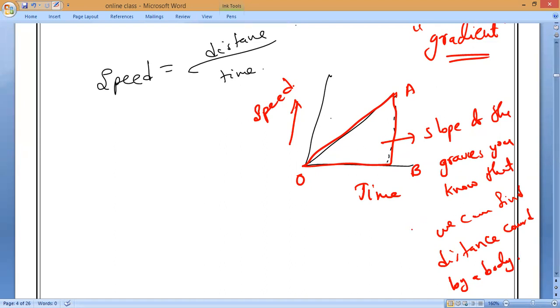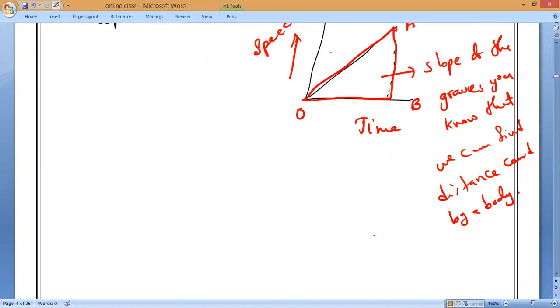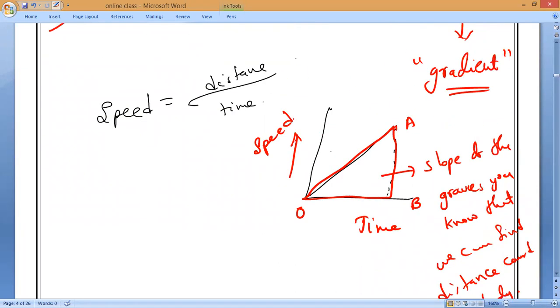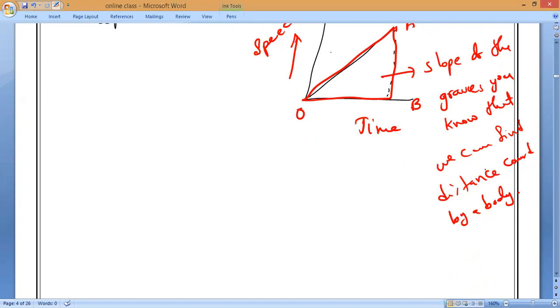Okay, now I want to find the distance. How can we find it? Speed is equal to what is the formula? Distance by time. Again, same thing. So now, distance traveled is equal to the area of the triangle. So the slope of the graph, we can find the distance, and as well as what can we find? The slope of the graph gives what? Acceleration. Understanding? So acceleration.